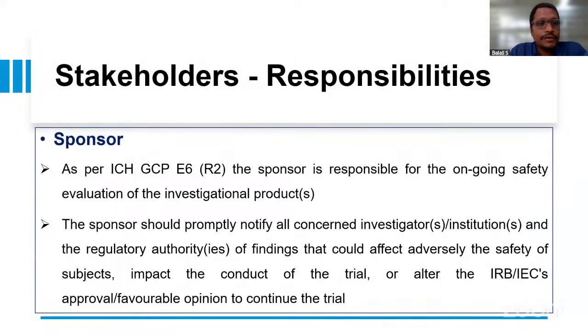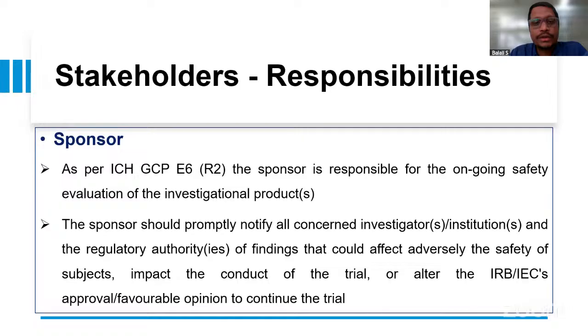Then moving forward to the other stakeholder involved in the clinical trial, the sponsor. There again, as per ICH GCP E6(R2), the sponsor is responsible for the ongoing safety evaluation of the investigational product. Any ongoing safety evaluation has to be done; that is the complete responsibility of the sponsor, and they stand responsible for everything and anything related to safety. Then again, the sponsor should also promptly notify.